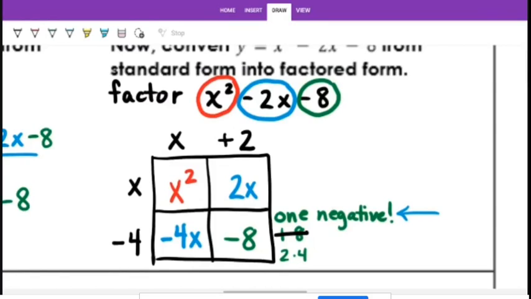So we figured out our factors. We've checked ourselves. We've added everything in the box back up just to double check to make sure it's what we started with, and it all works out. So now we're ready to write our answer. Our answer is y equals x + 2 times x - 4.